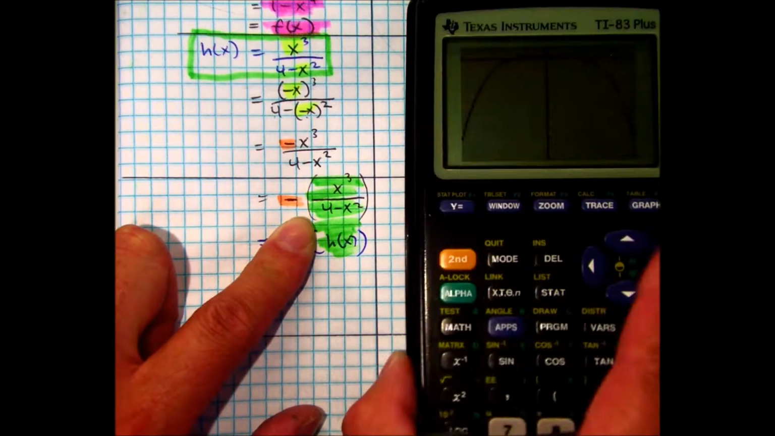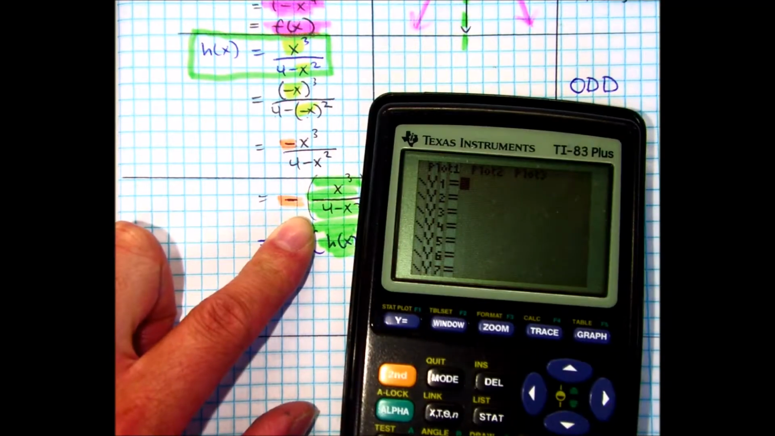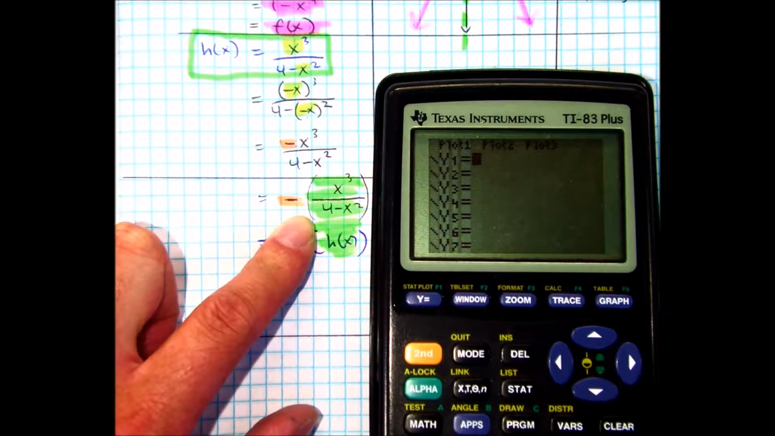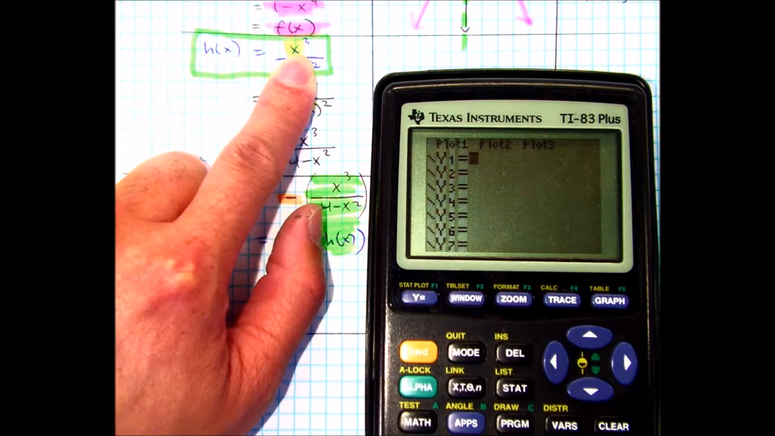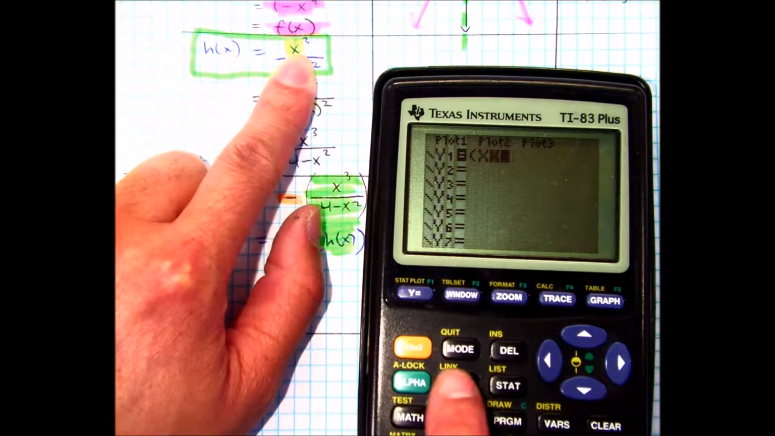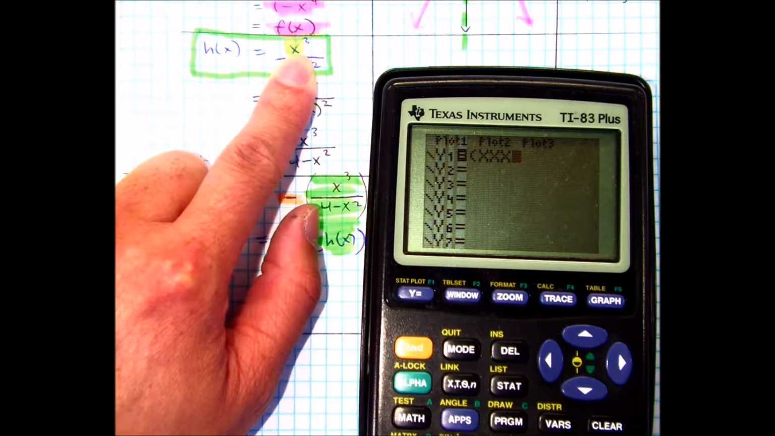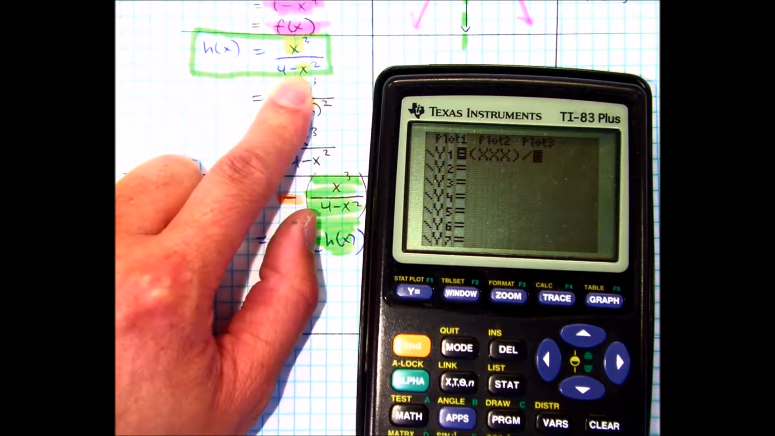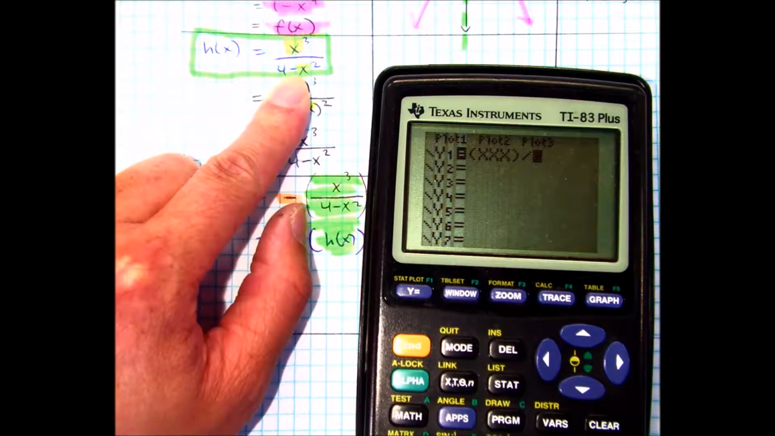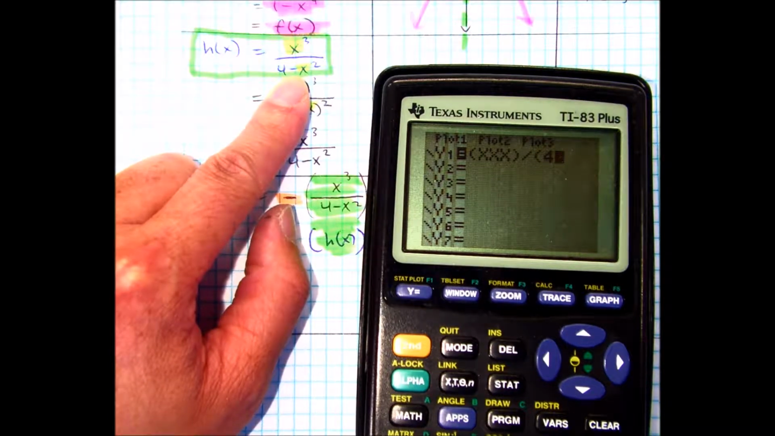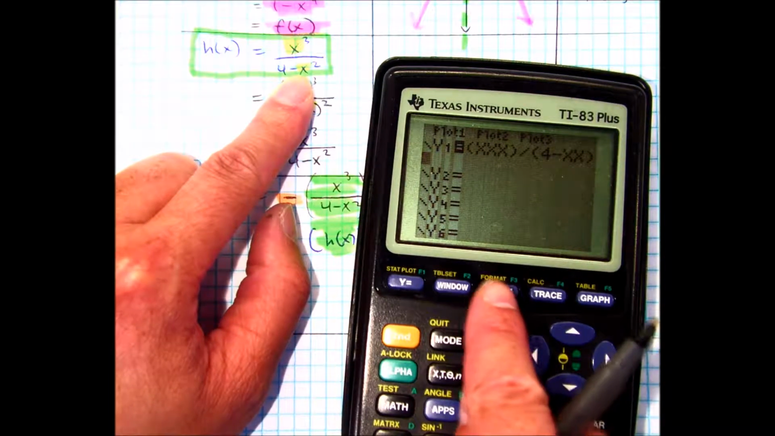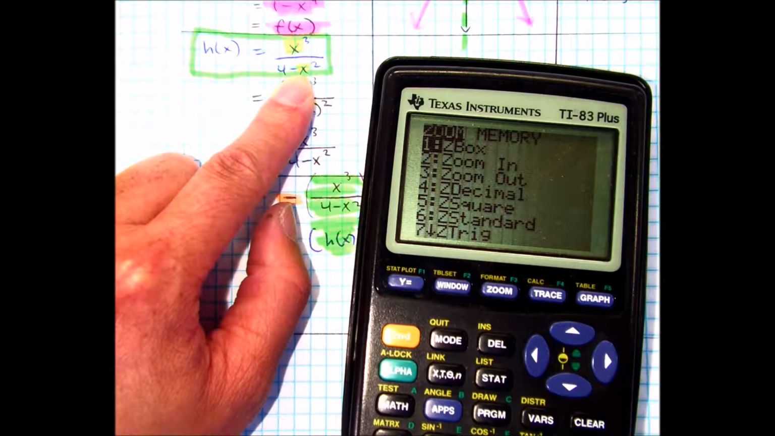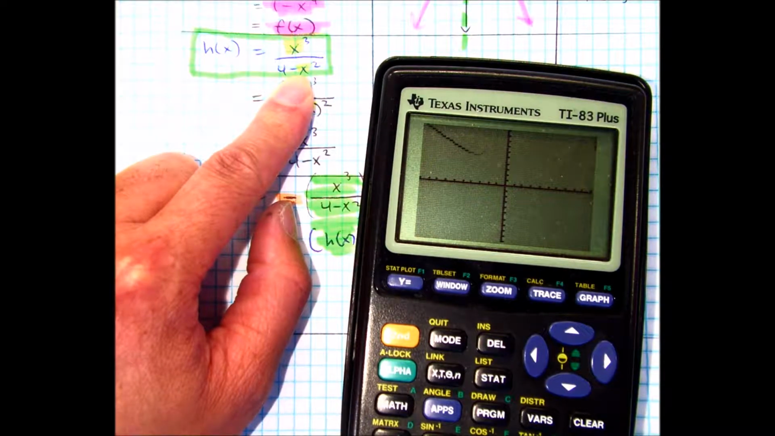So you have a rational function here. When you're graphing rational functions, make sure you're starting with the original problem up here. You're going to put the numerator in parentheses. So parentheses, x, x, x. Close the parentheses, divided by 4 minus x, x. I'm going to press zoom 6, standard zoom, and you're going to get a crazy graph.